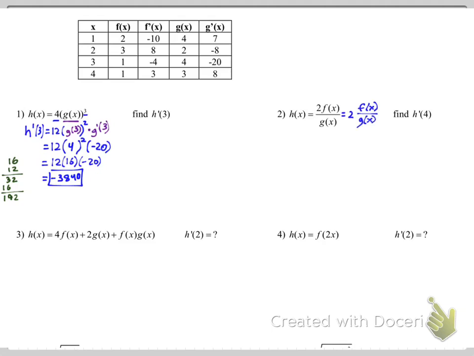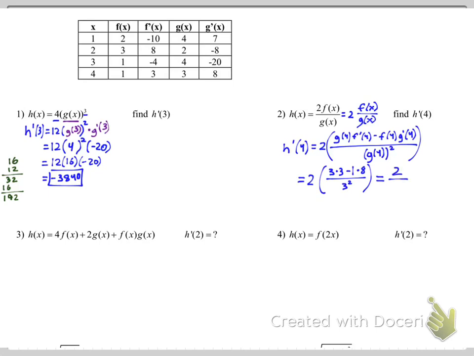Moving along here, this next one is another quotient rule, so I'm going to bring the 2 out in front. Low d high minus high d low, all over low low. When you plug all those in, you get 2/9.